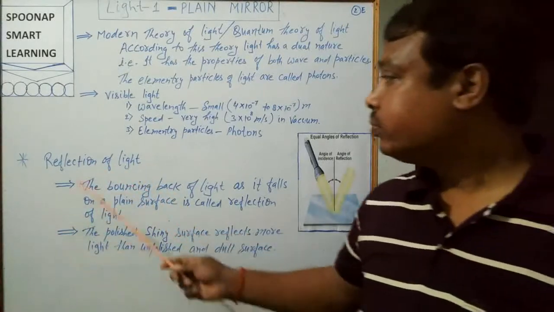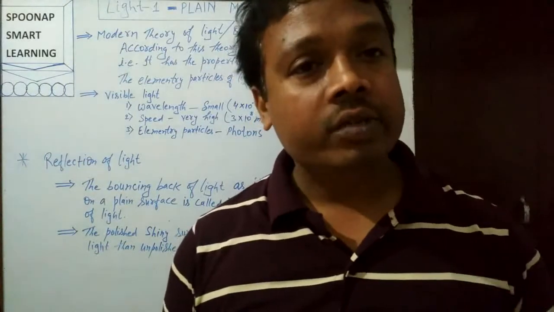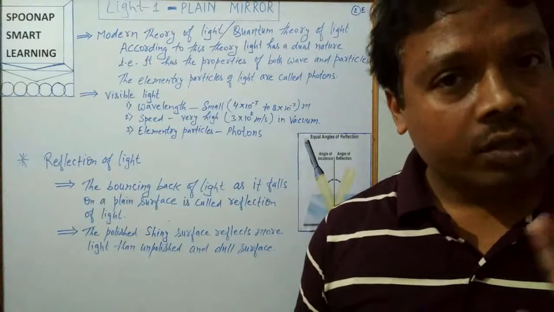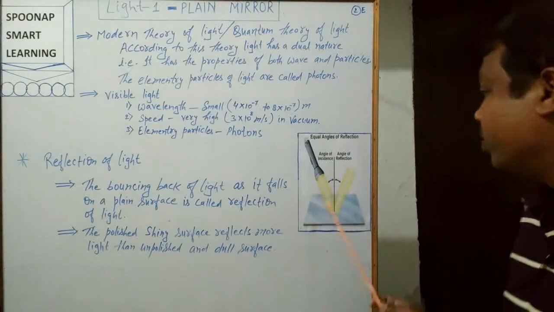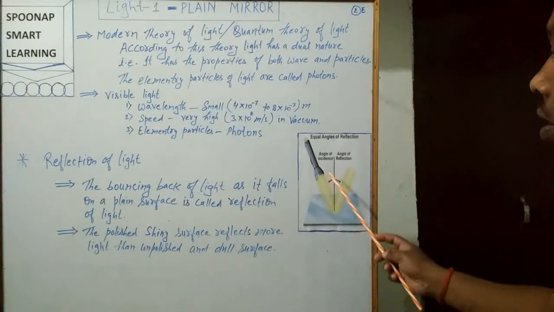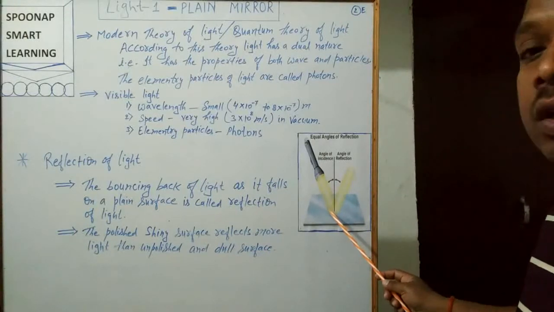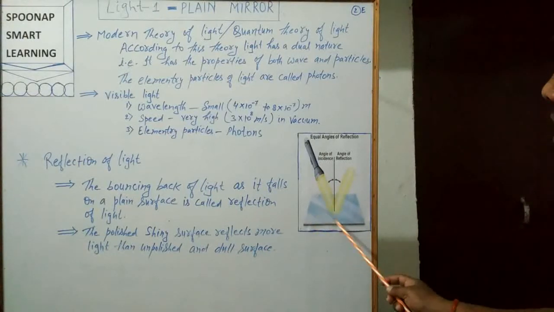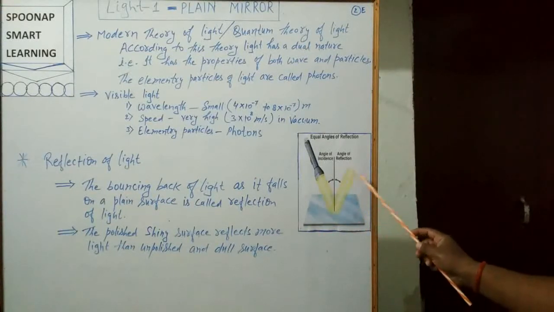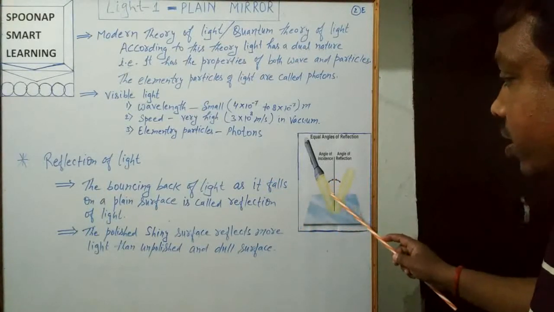Now see here. Reflection of light. What is reflection of light? Reflection means bouncing back or returning back. You can see in this diagram, it is a torch, and when it is switched on, a ray of light comes out from the torch and strikes the plane surface, and after striking the plane surface, the ray bounces back. This is known as reflection of light.